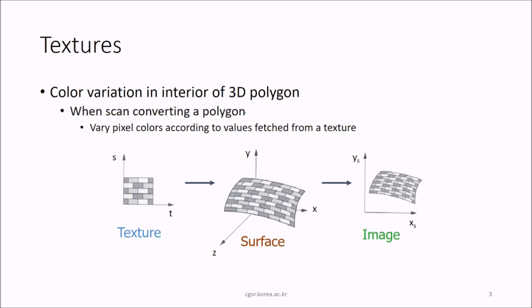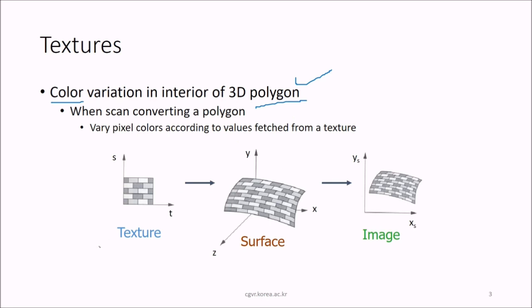So what about giving it a realistic view by draping a certain image? That is a texture. What you actually show on the wire mesh, that is the texture. So texture is the variation in the interior of a 3D polygon. This is the color variation. Okay, we'll see about that. Don't worry about that. When scan converting a polygon, what happens here is it varies pixel colors according to the value fetched from the texture.